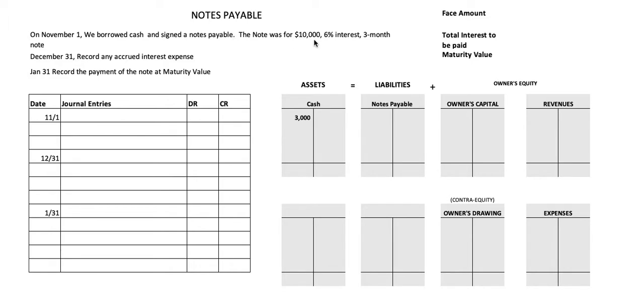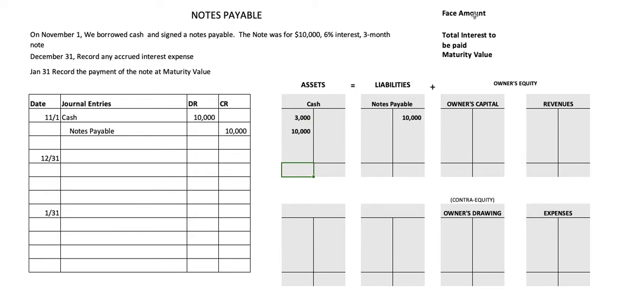The note was for $10,000, 6% interest, and it's a 3-month note. So our journal entry is going to be a debit to cash because we borrowed this cash, which is $10,000, and we'll credit an account called Notes Payable. And this Notes Payable is a liability account, and we'll put that on our books at $10,000, and we'll debit cash for $10,000.